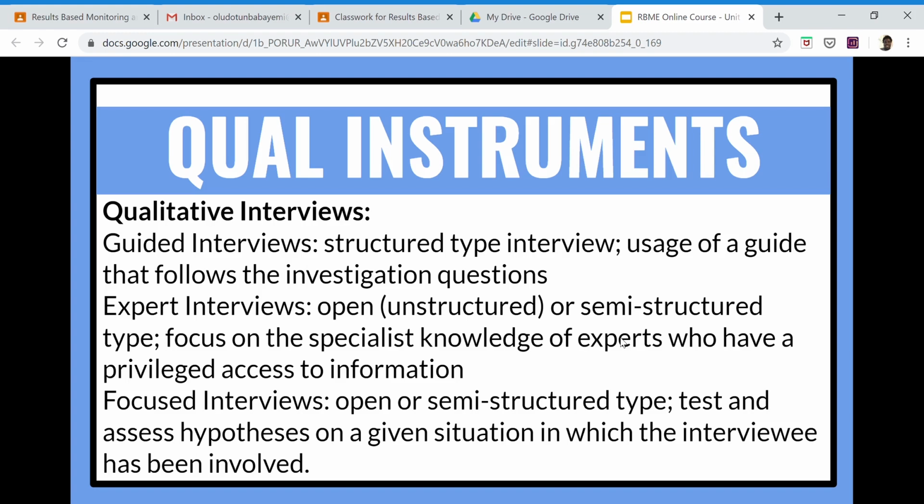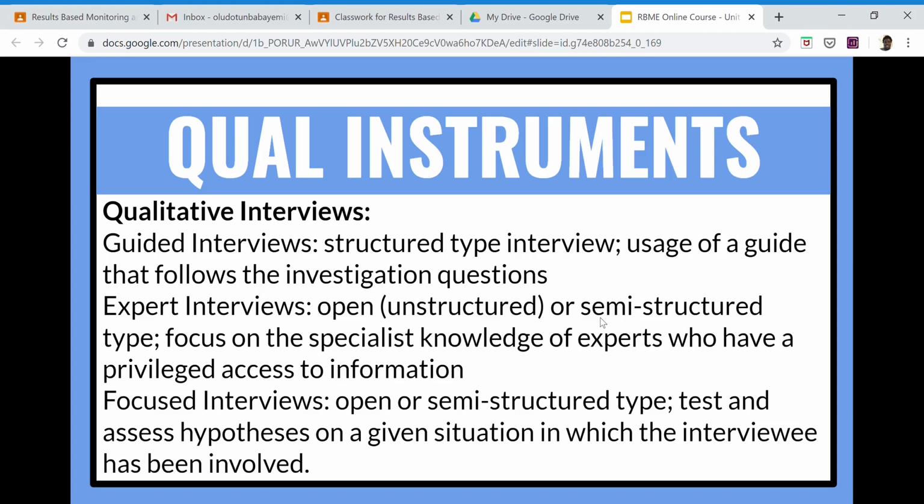Main task, what priorities have been set? How are they chosen for a particular program? So you already have it listed in a document, and all you just need to do is to ask the questions based on what's on the document. You cannot change it, even if the interviewee is giving another perspective aside from what you've written down. So it's just something that is structured. So that's what we mean by structured.